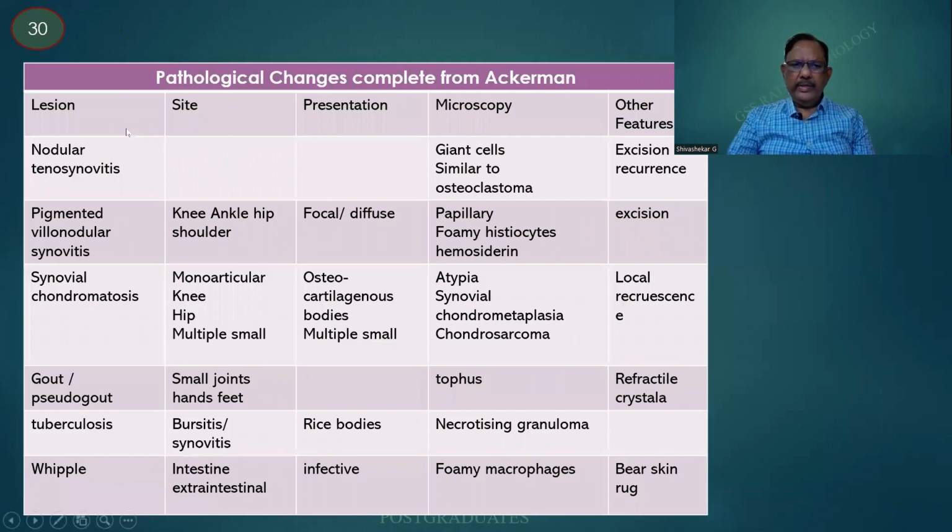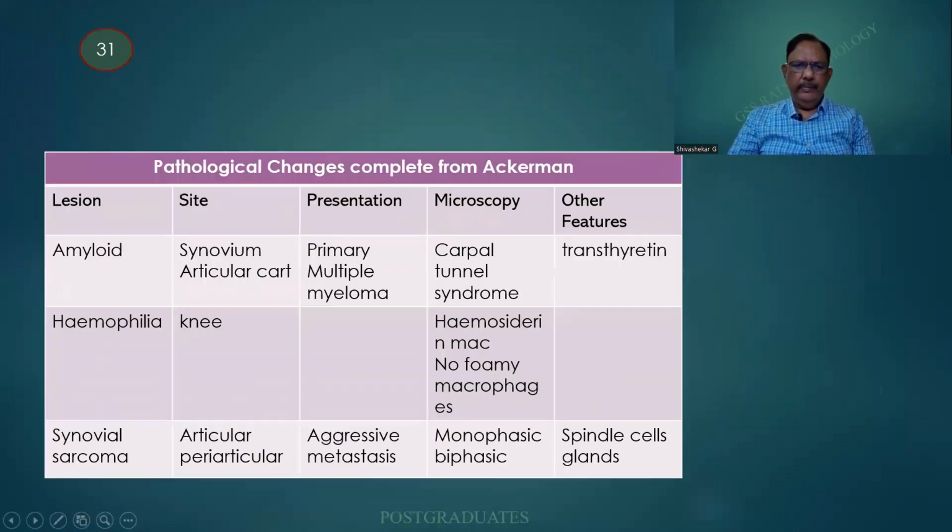Whereas this is a feature of the individual lesions. The lesions are given over here. What is the site? What is the presentation? And what other feature can be over there? Pigmented villonodular synovitis, for example: what is the site over here? How can it present? And what are the features? It can be papillary with foamy histiocytes. Treatment is excision. I would like you people to kindly go through this entire chart.